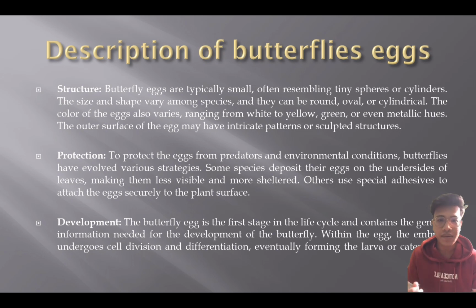So next is development. The butterfly egg is the first stage in the life cycle and contains the genetic information needed for the development of the butterfly morphology. Within the egg, the embryo undergoes cell division and differentiation, eventually forming the larva or caterpillar.